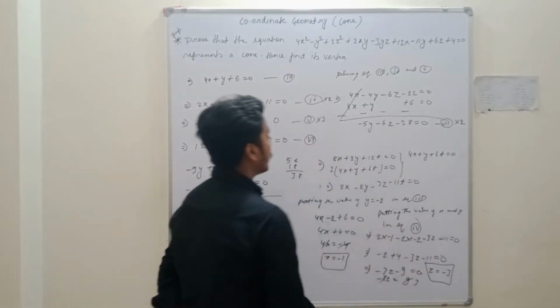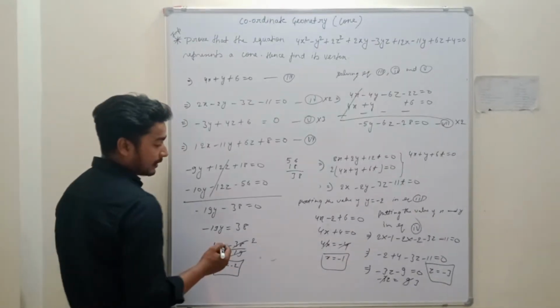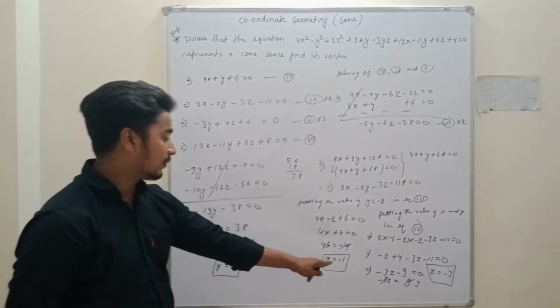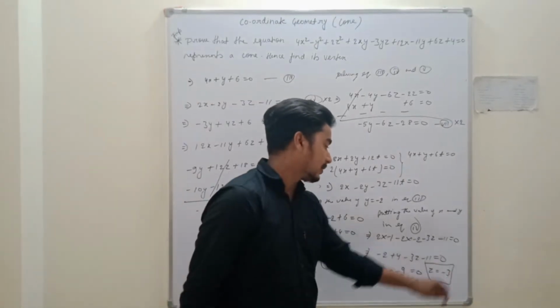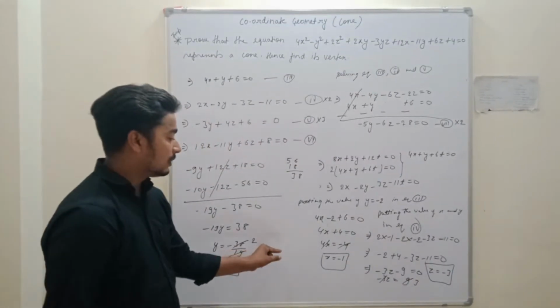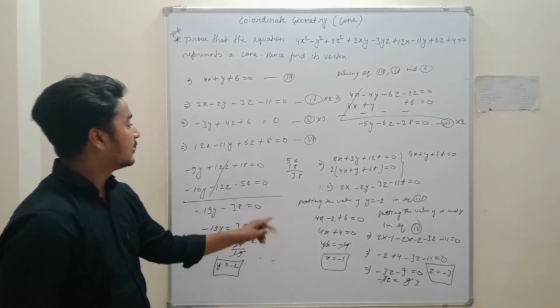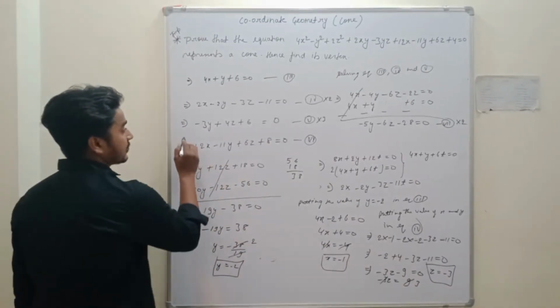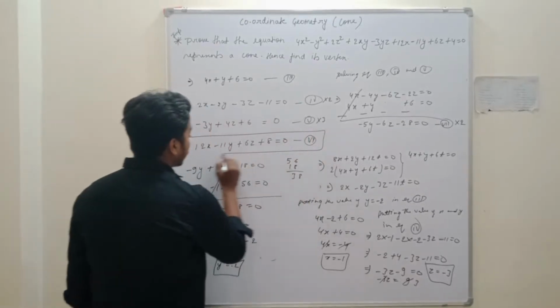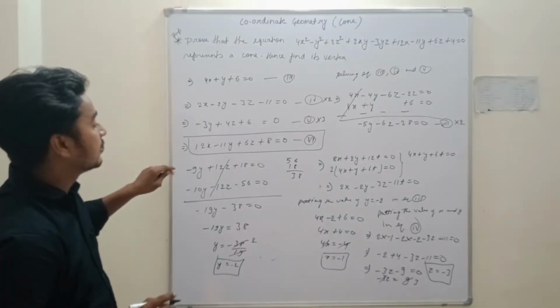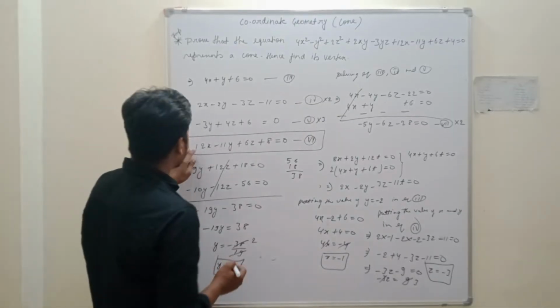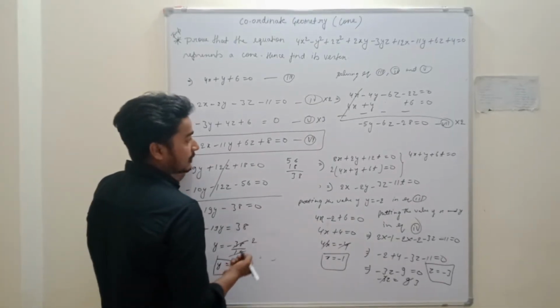We have calculated the value of x, y and z. The value of x is minus of 1 and the value of y is minus of 2 and the value of z is minus of 3. If these values of x, y, z satisfy the equation 6, then we can say that the given equation represents a cone. So we have to put the values of x, y, z in the equation 6.